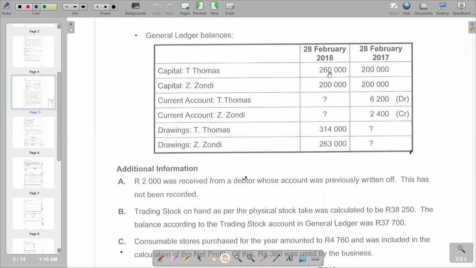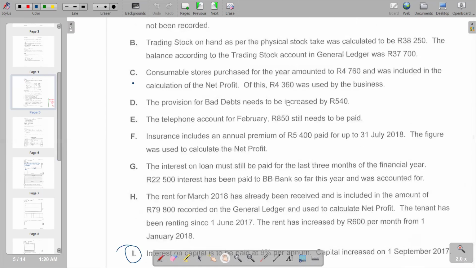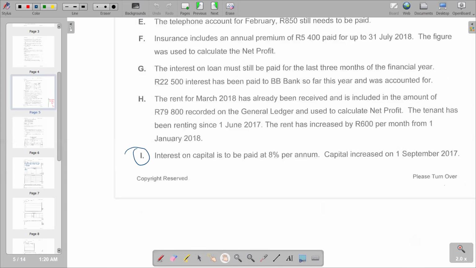So we need to count the number of months before the increase and after the increase of the capital balance. It was increased on 1 September 2017. Remember the year is ending 28 February. So we're saying March, April, May, June, July, August. Then on 1 September, it increased. So we're saying 1, 2, 3, 4, 5, 6. So we've got 6 months before the increase of capital balance. Then also 6, remember we've got 12 months in a year. So 6 months after. We make our calculations within that context.